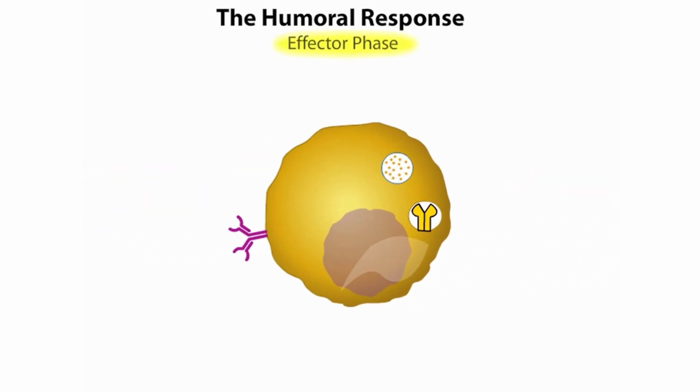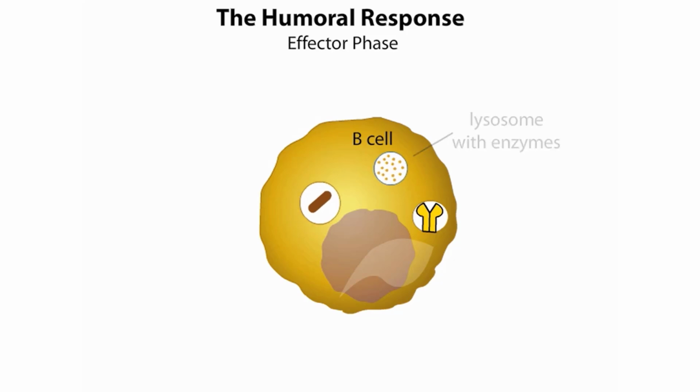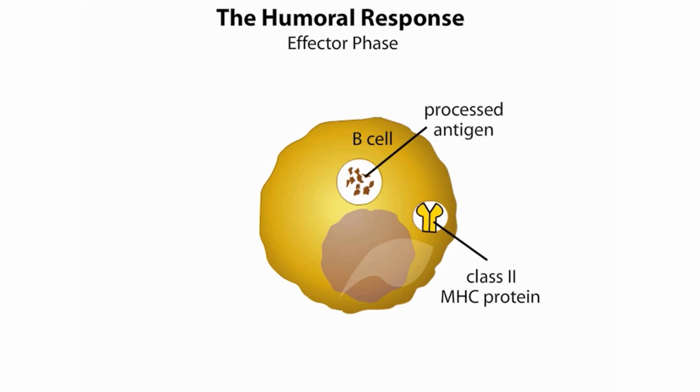The effector phase begins with a B cell. This B cell has membrane-bound IgM receptors that are specific for the same antigen as originally engulfed by the macrophage. An IgM receptor binds to the antigen and the cell engulfs the complex by receptor-mediated endocytosis. The internalized vesicle fuses with a lysosome, which contains digestive enzymes. The enzymes digest the antigen, processing it into fragments.